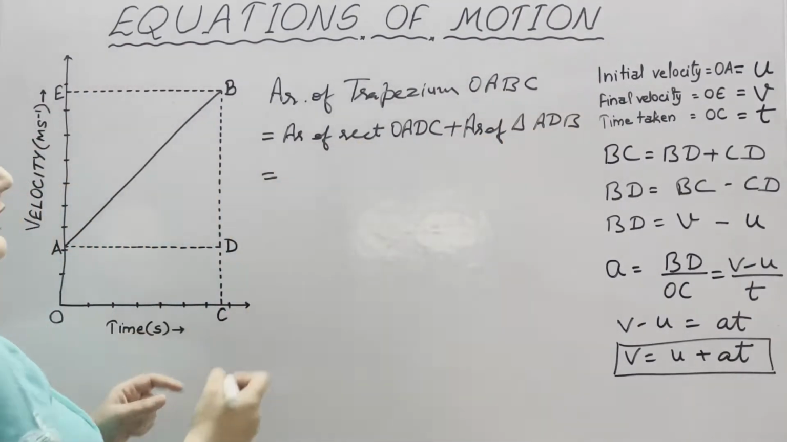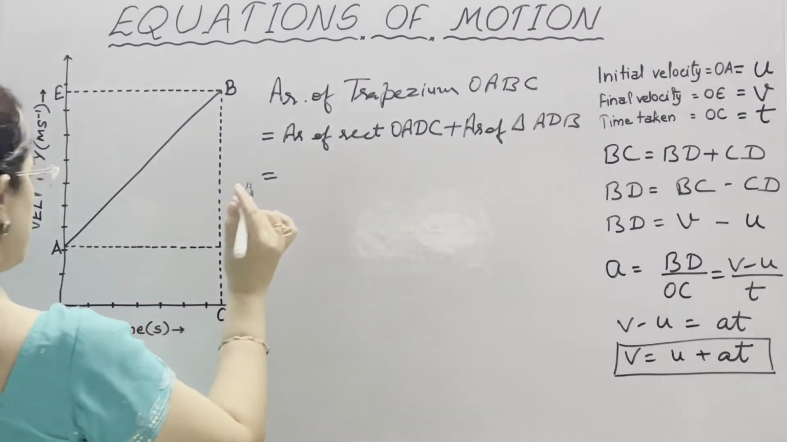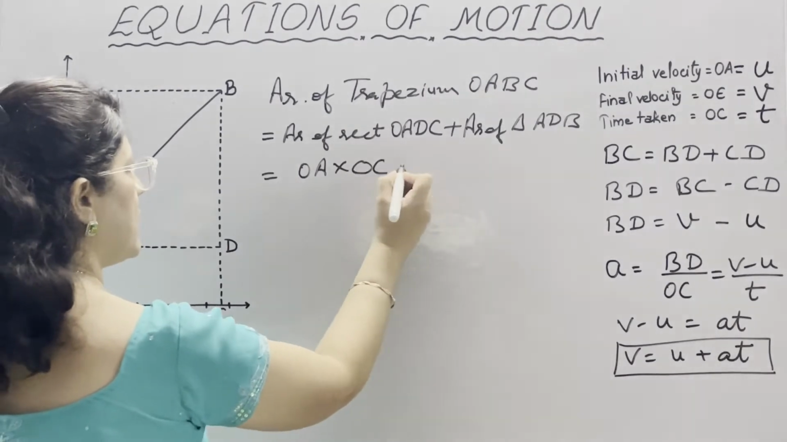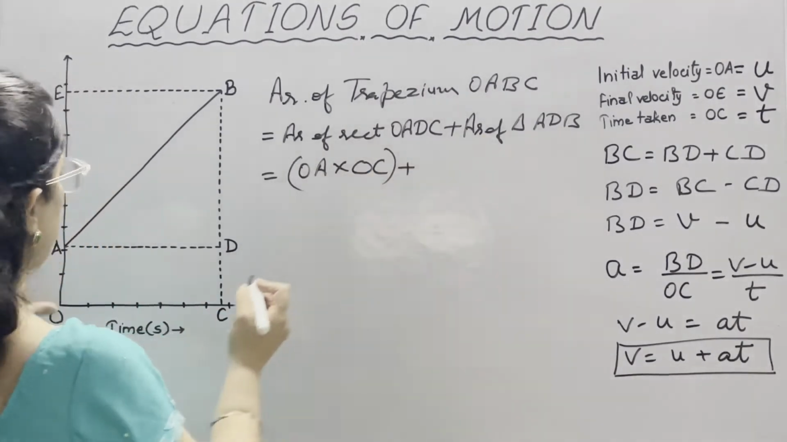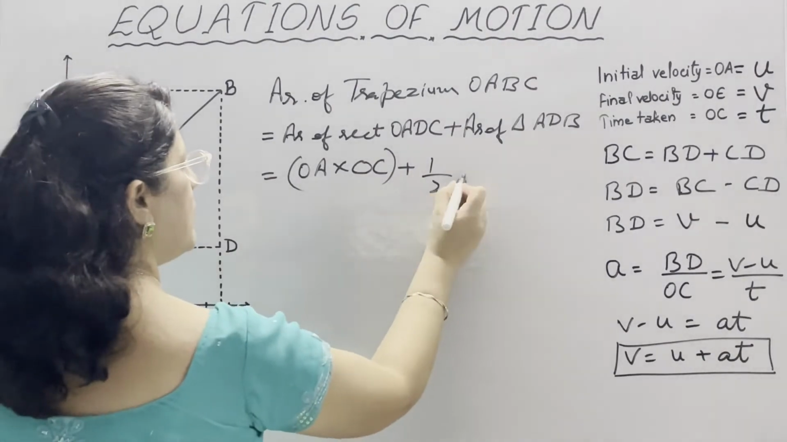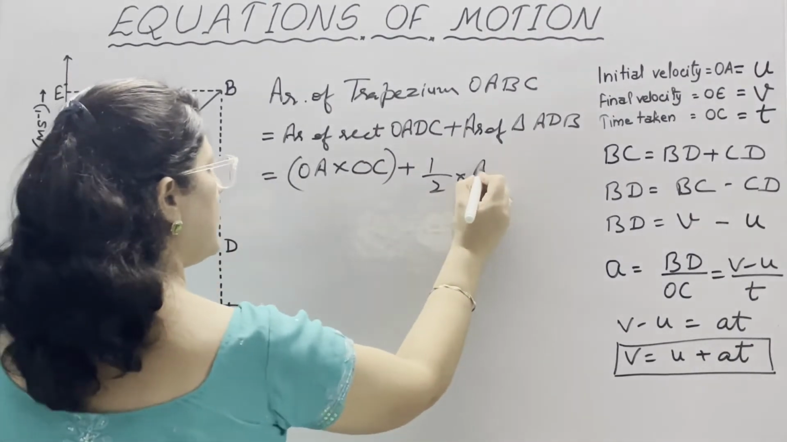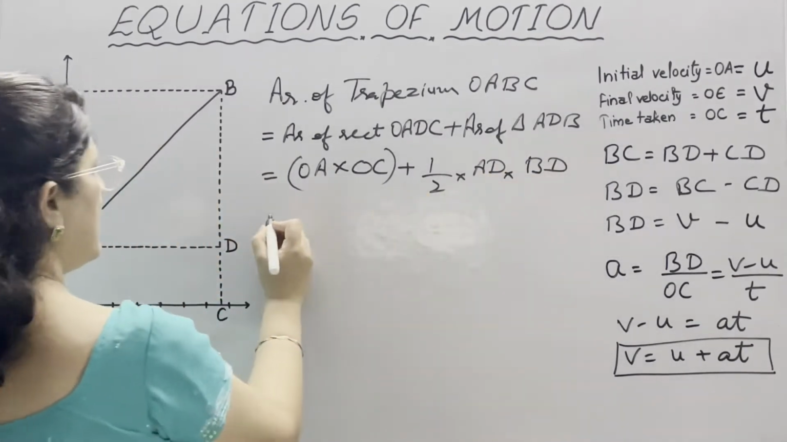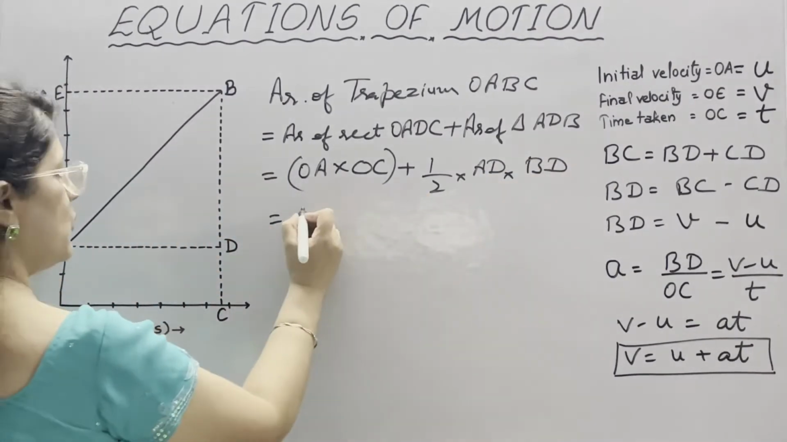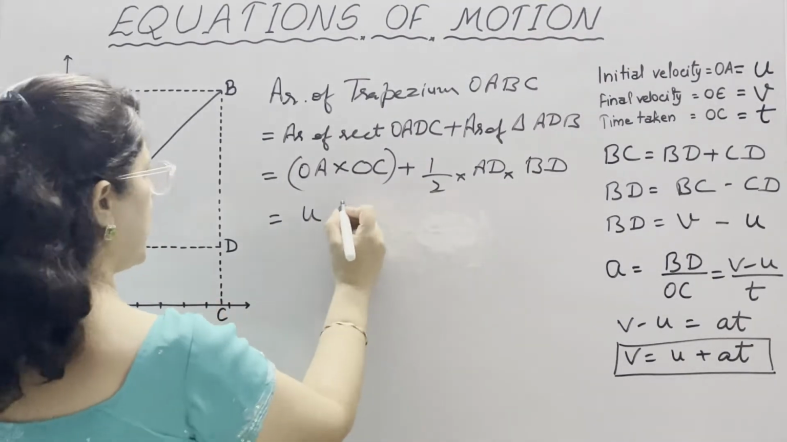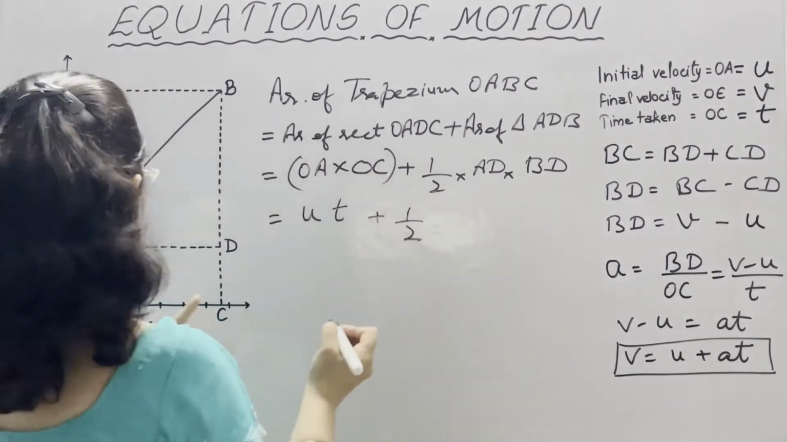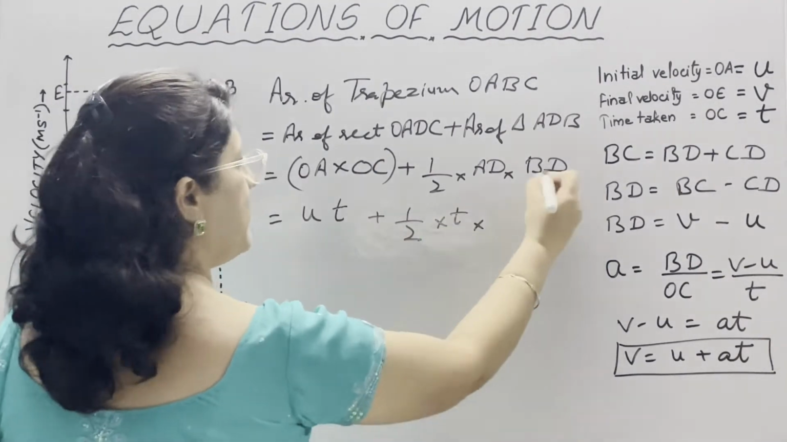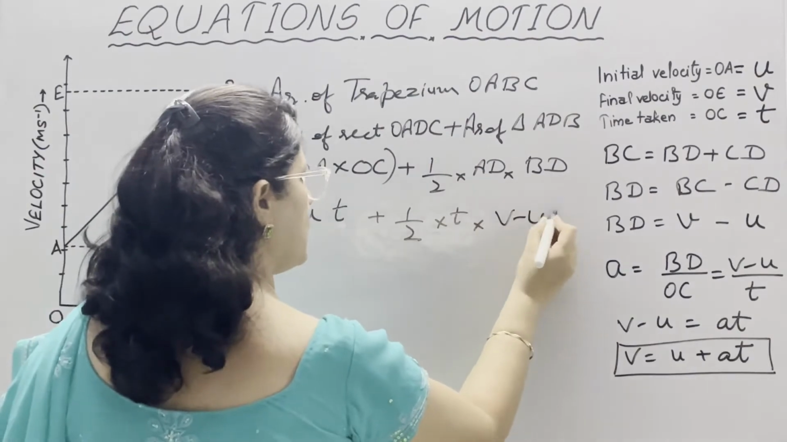Now, area of rectangle is length into breadth. Length is OC and breadth is OA. So OA into OC plus area of triangle ADB, which is half into base, which is AD, into altitude, which is BD. Now, OA is u, OC is t, plus half, AD is equal to OC, which is equal to t, and BD is equal to v minus u.